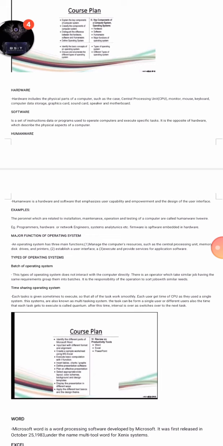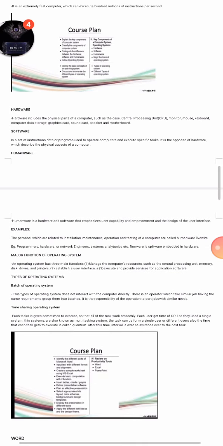Major functions of an operating system. An operating system has three main functions. Number 1, manage the computer resources such as the central processing unit, memory, disk drives, and printers. Number 2, establish a user interface. Number 3, execute and provide services for application software.